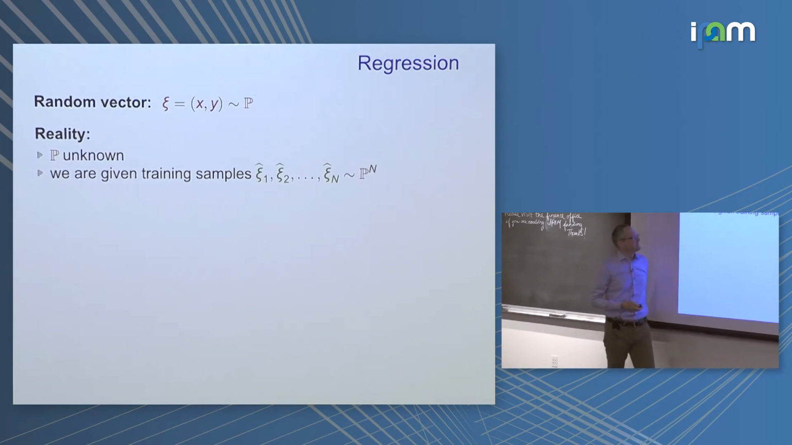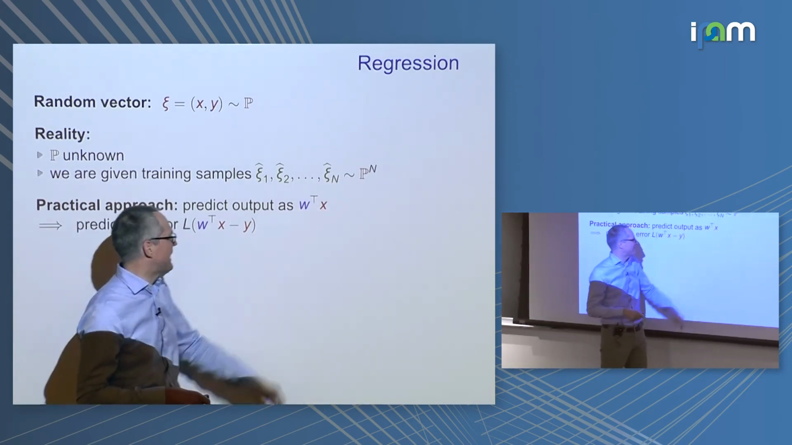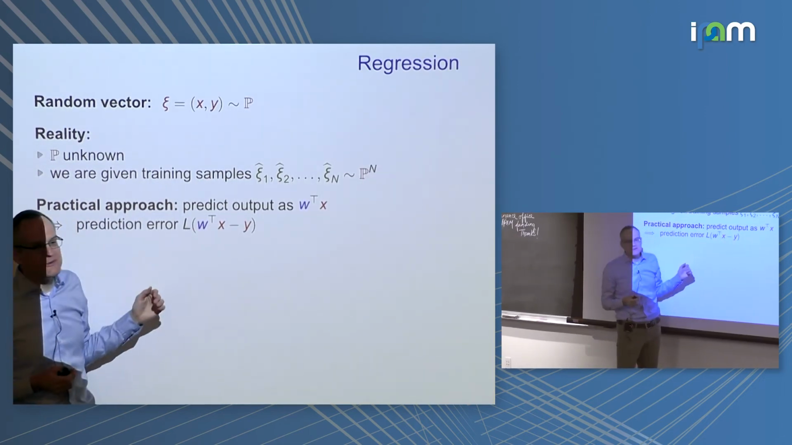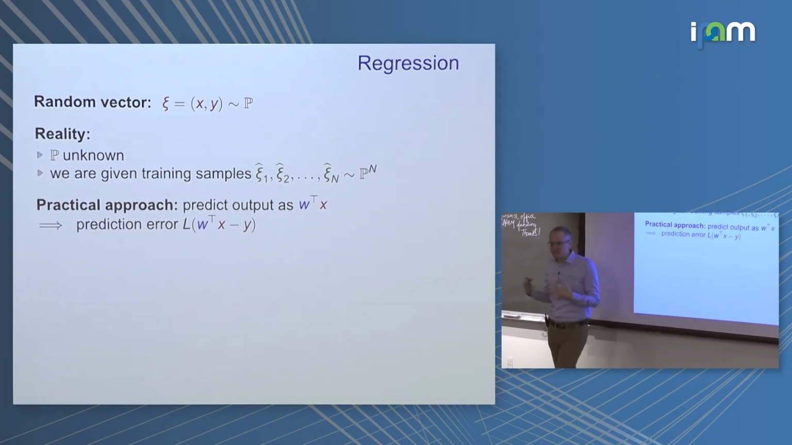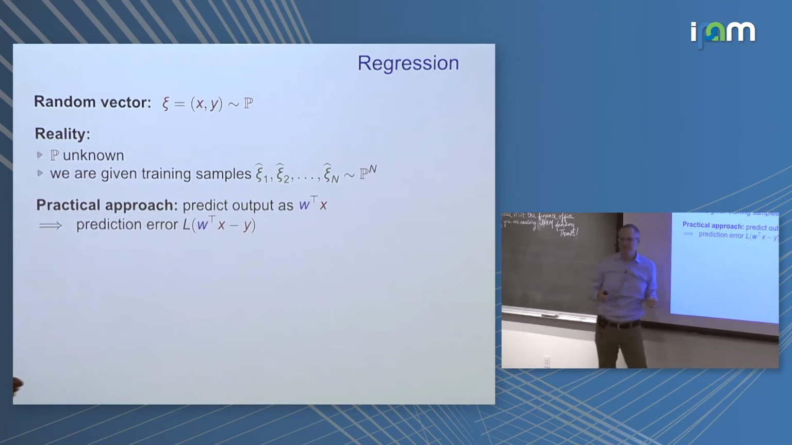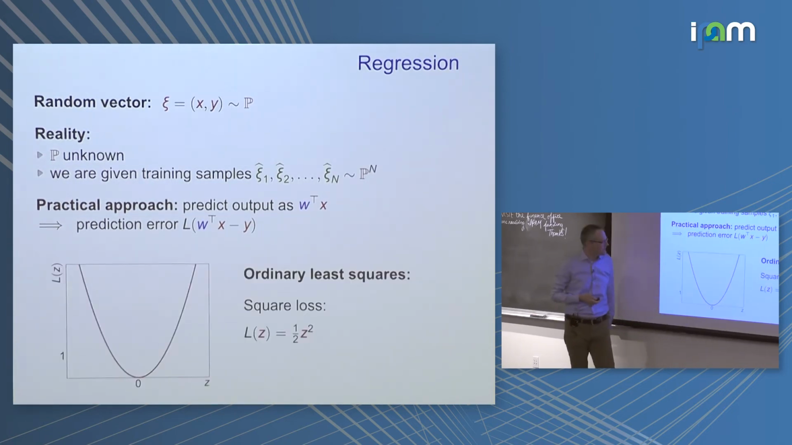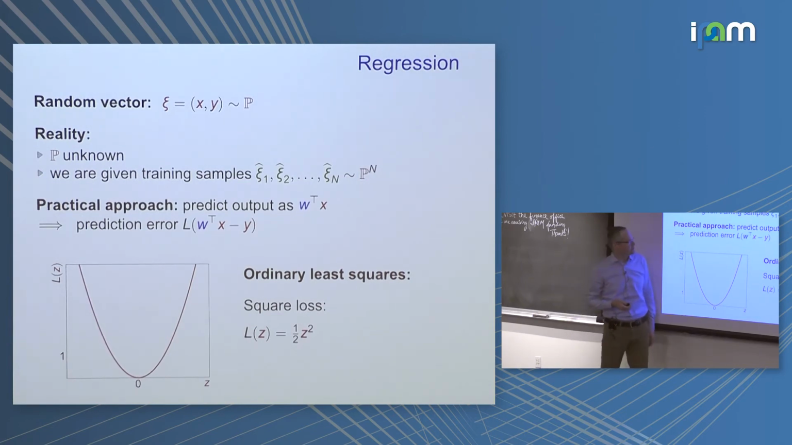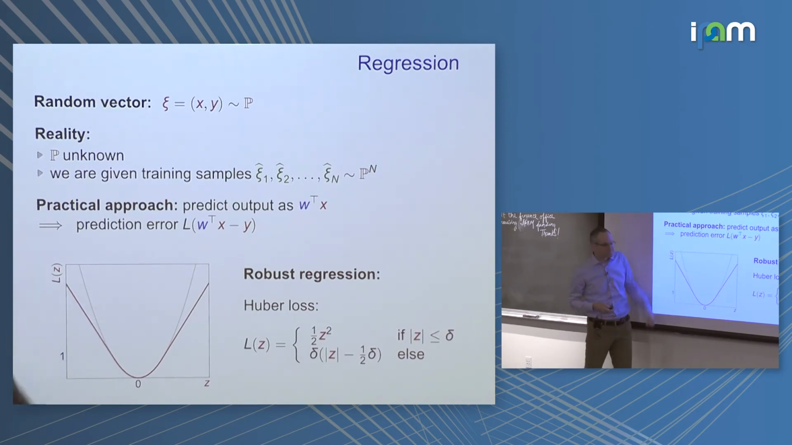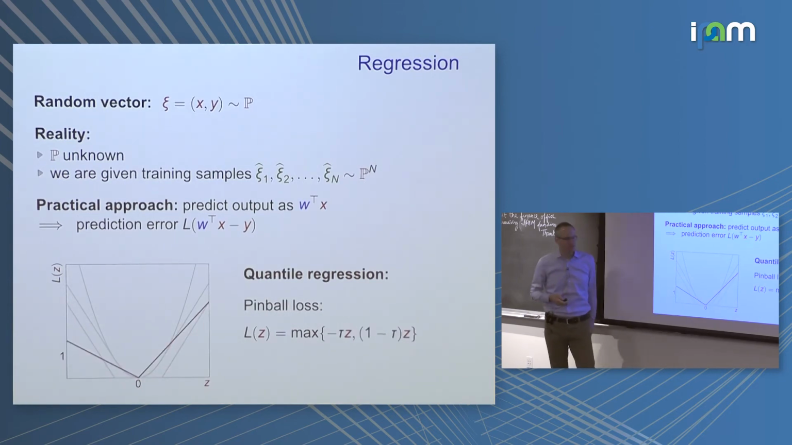And in this case, again, the usual approach is to look for affine predictors, which predict the output as some affine function W transpose X. So the prediction error, the difference between the predicted output and the true output, can be quantified by a loss function L, which is usually chosen to be convex, 0 if the error is small, and large if the argument differs from 0 in either direction. So the typical examples are, of course, the square loss, which is used in least squares regression, the Huber loss, which gives less weight to the outliers, the delta insensitive loss, which is used in support vector regression, or the pinball loss, which is used in quantile regression.